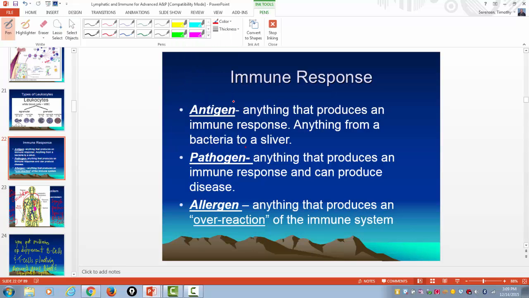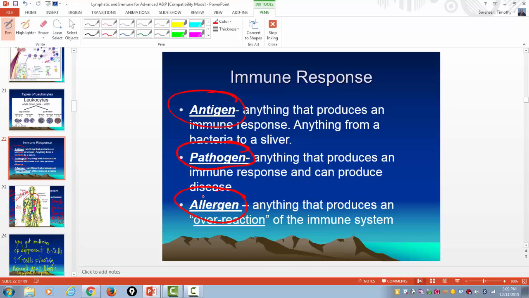Number one, antigen. Antigen is anything that produces an immune response. So that could be anything, right? From, like it says, bacteria to a sliver. You get a sliver in your finger, that gets red, swollen. And a pathogen is an antigen that can produce disease. So bacteria, viruses, fungi, protozoa.